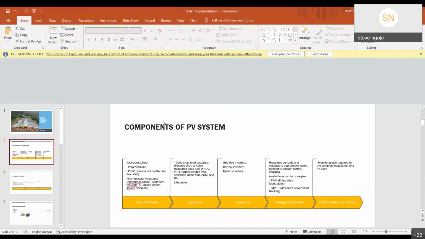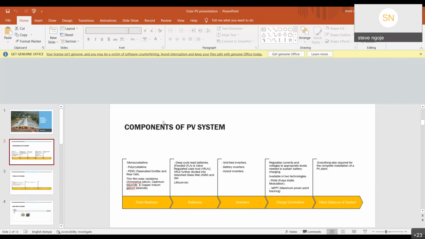The main difference between this and the mono and poly is that they're made from different materials. So as you can see, we have the three types. You will see the names. There's amorphous, there's the cadmium telluride, the copper indium gallium selenide. So the only difference they have is the type of materials used to make them, the chemical composition.